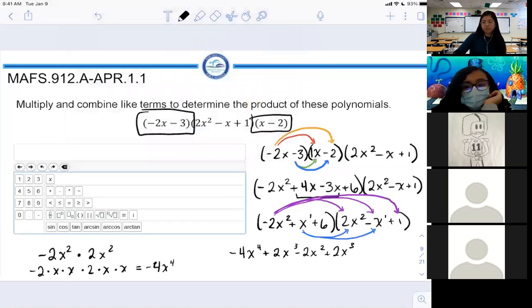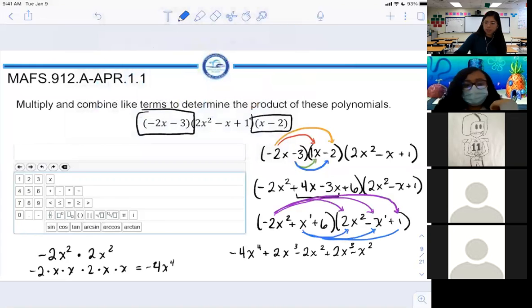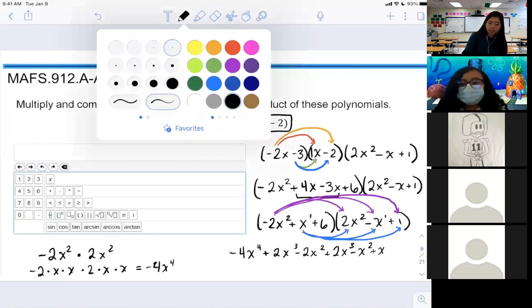Negative x squared. Good. And then finally, x times 1. X times 1 is just 1x, so I'm just going to leave it as x. All right, we're almost there. Now we distribute the 6 to everything.